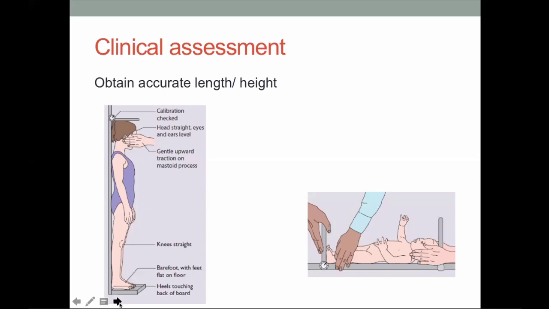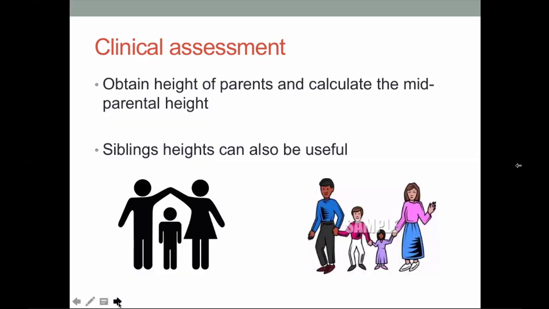Sure, you would have already had lectures on these. Then you plot it on the chart and see whether there are any problems. So in this regard, if you see a child is short, then there are other important measures which are very helpful. The child is very likely to be accompanied by at least one parent, hopefully both parents. So you should measure their heights as well.